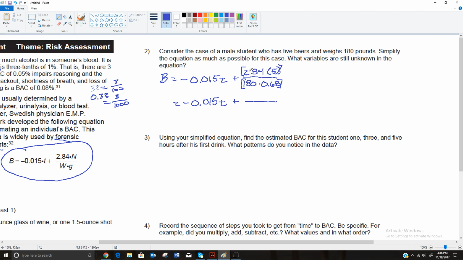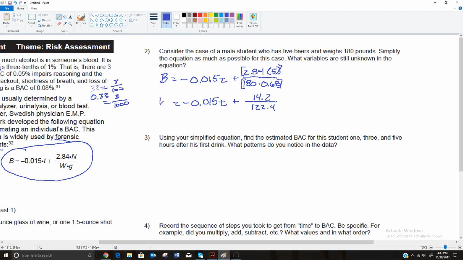You'd have to do parentheses 2.84 times 5 parentheses divided by parentheses 180 times 0.68 parentheses. I think it's a little safer, and I would recommend that you just do the top and the bottom separately and then divide. So 2.84 times 5 gets you 14.2. And 180 times 0.68 gets you 122.4.